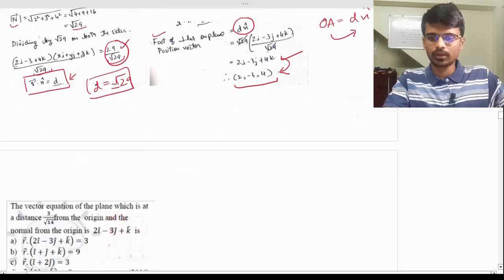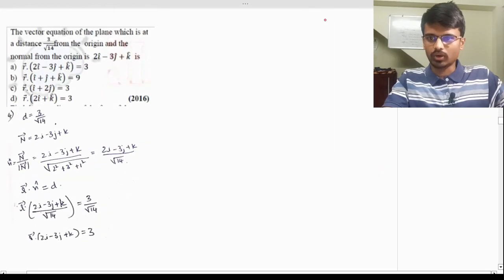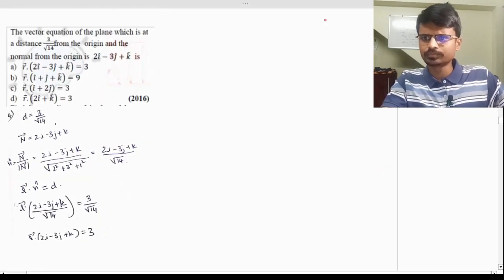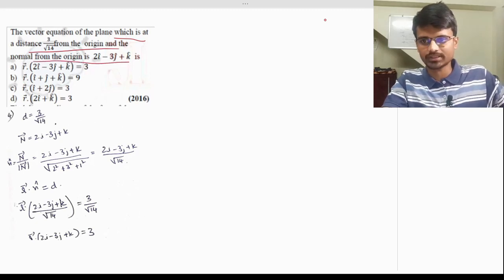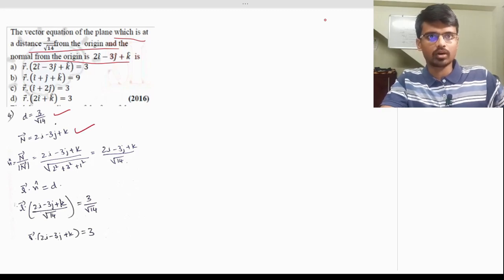Moving on. What have we got? So this is a slightly easier question. The vector equation of the plane, which is at a distance of 3 by root 14 from the origin, and whose normal from the origin is this thing. So what information have they given? Let's write that down. The distance of the plane from the origin is 3 by root 14, and the normal vector of the plane is given.